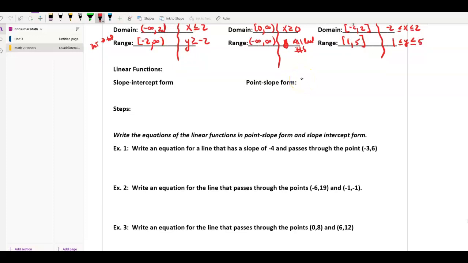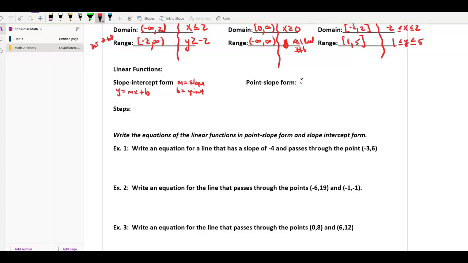Now, linear functions. We have 2 forms that we like to use a lot. One is slope-intercept form, where we have y equals mx plus b. Now, in this form, m represents the slope or the rate of change. b is the y-intercept.